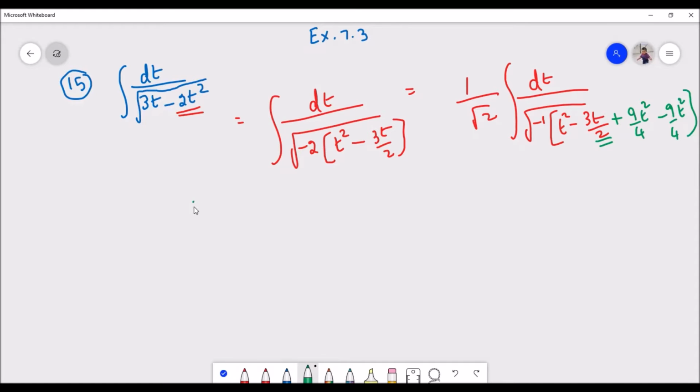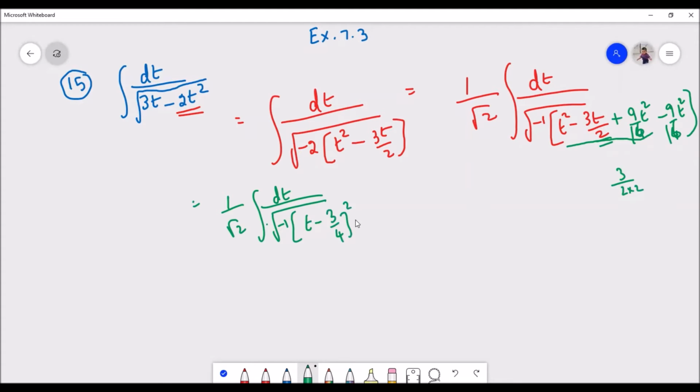So what we will get here is 1 by root 2 of integration of dt divided by root over, this minus 1 is there within the square root still, minus 1 of this t square minus 3t by 2 plus 9 by 4 t square, which is a perfect square. That is t minus 3 by 2, sorry, this is 9 by 16, because 3 by 2 by 2 is 3 by 4, you are squaring. B term is 3 by 4, so squaring gives 9 by 16. So t minus 3 by 4 whole square.